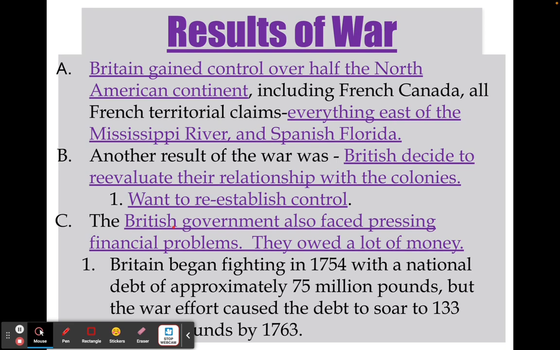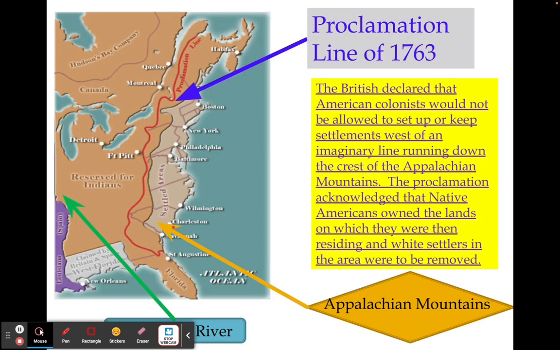So we have the ability to make laws. The British government is also facing financial problems. The war is expensive. They owed a lot of money, so the debt from the country is going to soar. If you have debt, you need to pay debt back. So they're going to have to come up with some ways to make back some money to pay for the debt that happened as a result of the war.